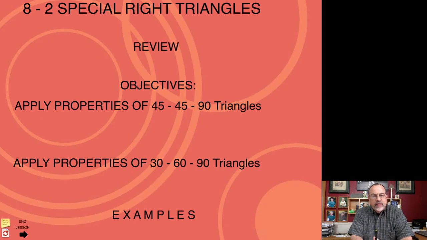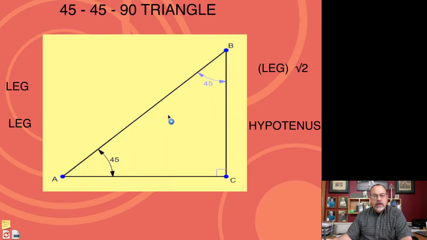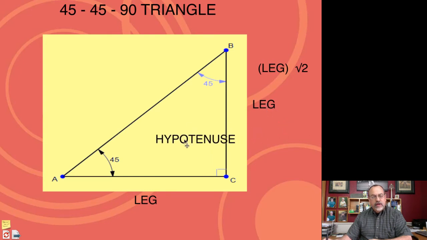Now that we've done some review of the vocabulary, let's take a look at some of the properties of the 45-45-90 triangle first. In a 45-45-90, the numbers represent the measure of the angles. Based upon what we just talked about, because both of these angles are the same, and the side opposite the larger angle is larger, these legs in the 45-45-90 are going to be the same measure. And then the hypotenuse, again, is opposite the right angle, so that would be over here.